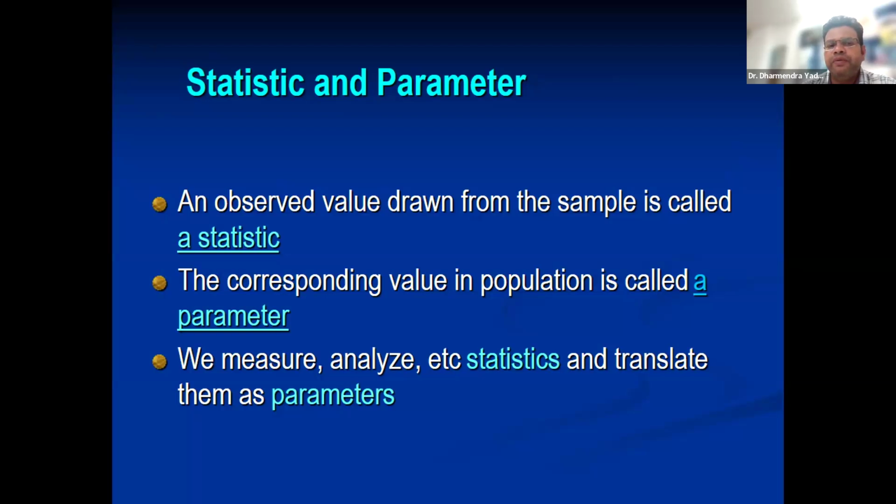There are two cases. Either we take the information from all adolescent girls' heights, which is called complete enumeration, or we take some samples and estimate it with the help of those samples. Any observed value drawn from the sample is called a statistic, which is associated with the sample. So this is the sampling version of a parameter. The role of a parameter in the population is the same role a statistic plays in the sample.